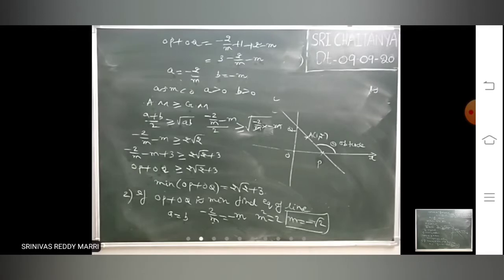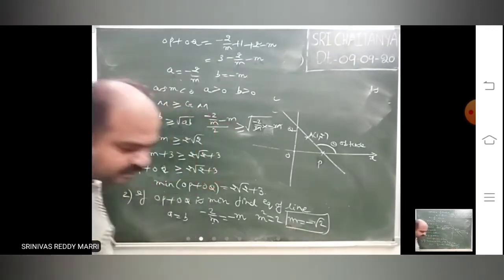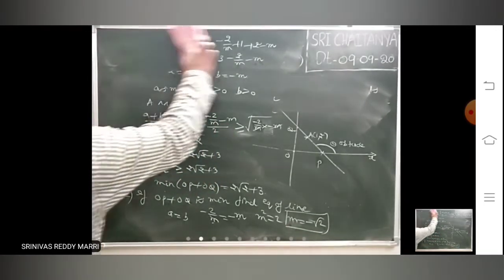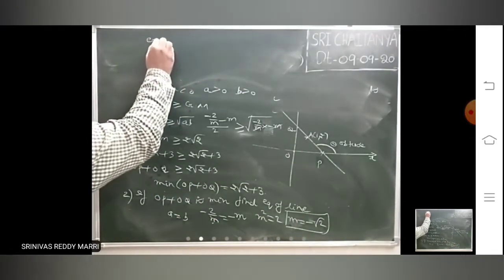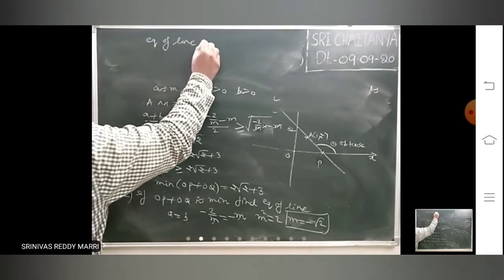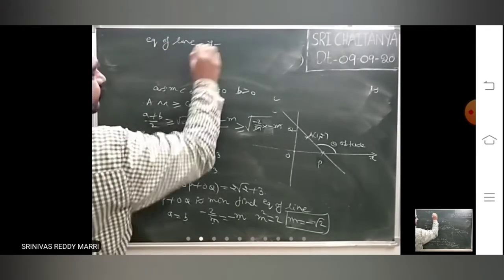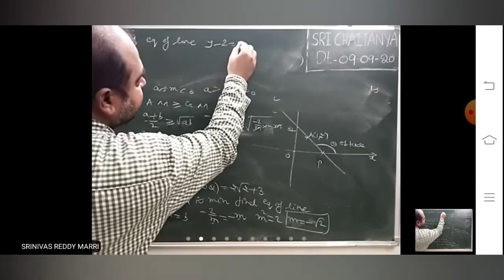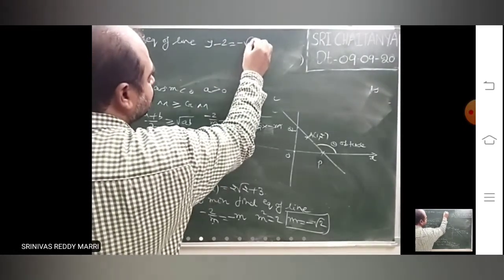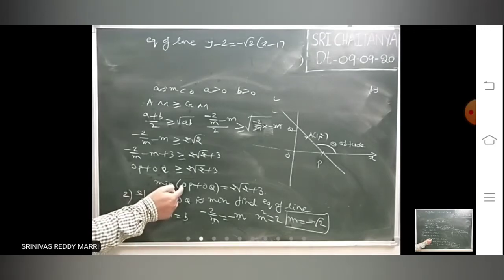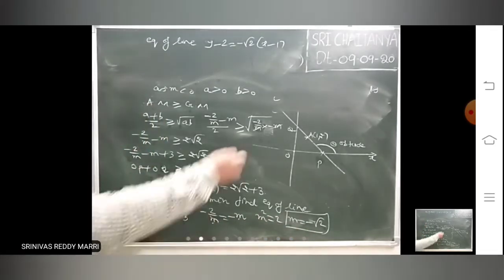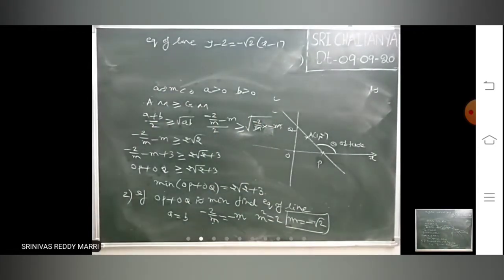Now you got the slope of the line. That means if OP plus OQ is minimum, then the slope of the line will be minus root 2. Therefore, you can write the line passing through this point and having slope minus root 2. Equation of line is y minus 2 equals minus root 2 times (x minus 1). This is the equation of the line when OP plus OQ is minimum. When OP plus OQ is minimum, you get the slope of that line, then you can write the line. So this is the second question.